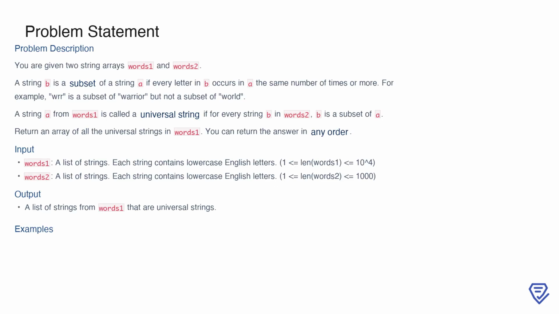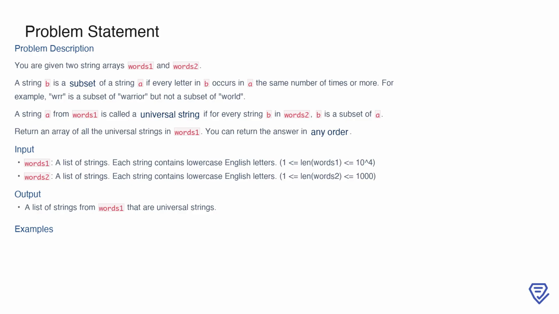In this problem, you are given two string arrays, words 1 and words 2. The goal is to determine which strings from words 1 are considered universal strings. A string B is a subset of a string A if every letter in B occurs in A at least as many times. For example, the string WRR is a subset of warrior because warrior contains all the letters in WRR with the required frequencies, but WRR is not a subset of world because world does not contain two Rs.